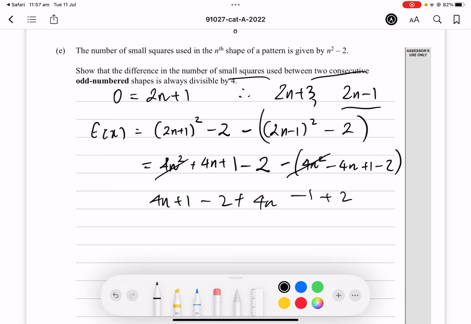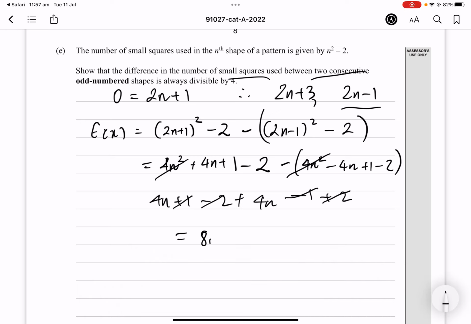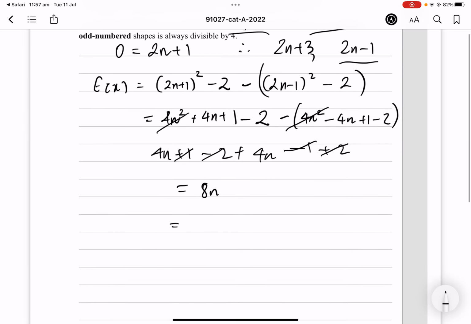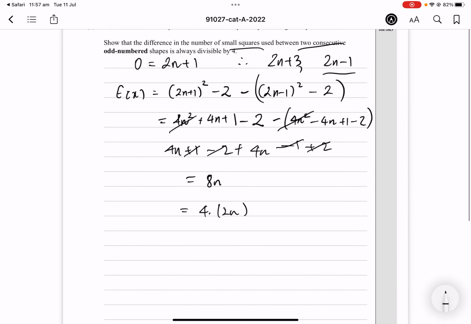So just double check that I don't make any silly mistakes. So we have negative 2 and negative 2 cancel each other out. Plus 1 and negative 1 will cancel each other out. This will give us an expression of 8n. And this can be rewritten as 4 times 2n. So therefore, since 4 is a common factor of this expression, therefore this expression is divisible by 4.